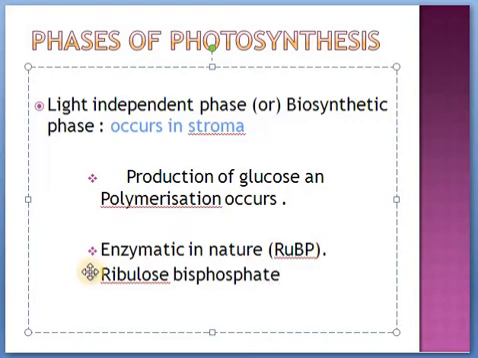Ribulose bisphosphate. Why I am stressing about this enzyme is that it is the most abundant enzyme throughout the world in an organism. The most commonly seen enzyme in an organism is ribulose bisphosphate, or RuBP. In each and every organism, this is the enzyme which is noted in a high amount. Just for your extra knowledge I am giving you this.